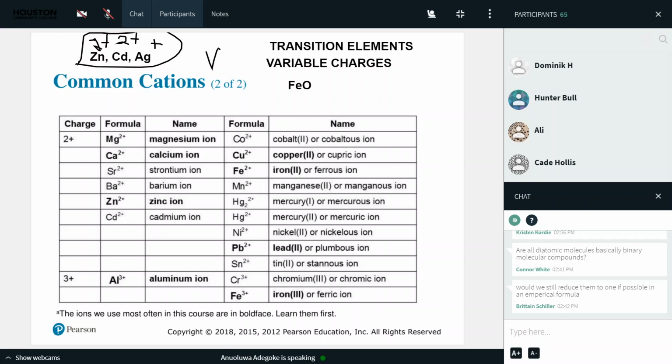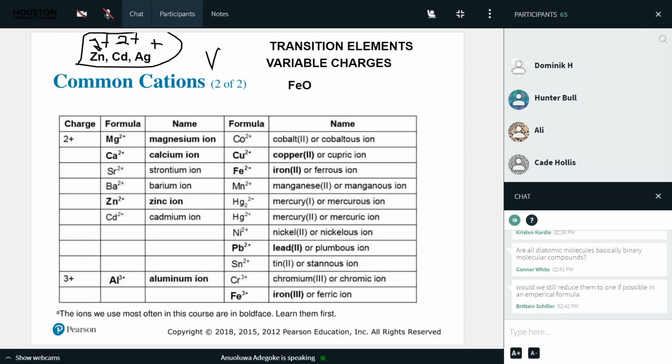The rest of the transition elements, in the context of what we are discussing, have variable charges. I will give a lot of examples so you can understand what this is all about. Let's just look at FeO. FeO is an ionic compound. Why? How do I know? It has both a metal, iron, and a non-metal, oxygen.